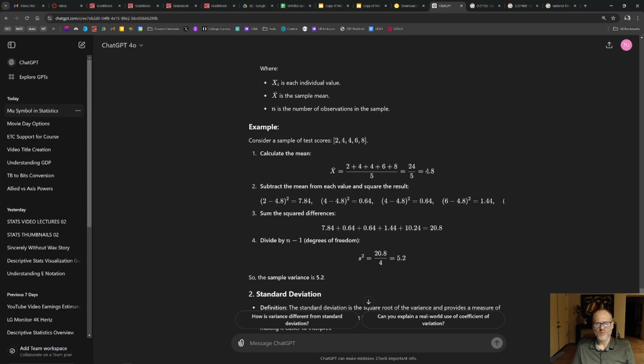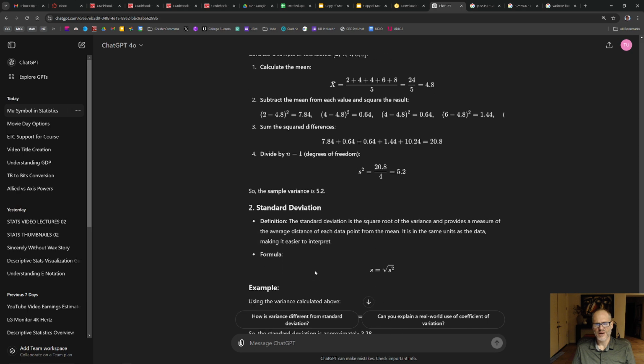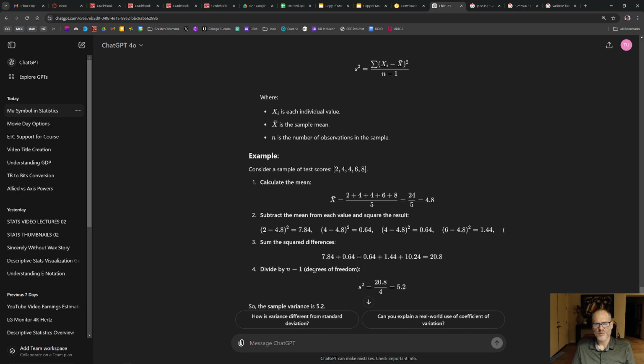And so here's an example. Calculate the mean. Our mean is 4.8 with these test scores. Subtract the mean from each value and square the results. So 2 minus 4.8, 4 minus 4.8, and we square each of these and we get these numbers. Then we sum the squared differences, 20.8, and divide by the degrees of freedom, n minus 1. Divide by 4, we get 5.2. And so that's our variance. So the sample variance is 5.2, which is the average of how much each data point varies from the mean.